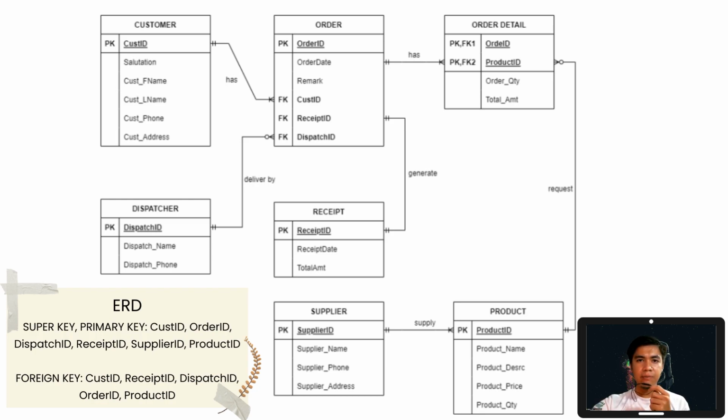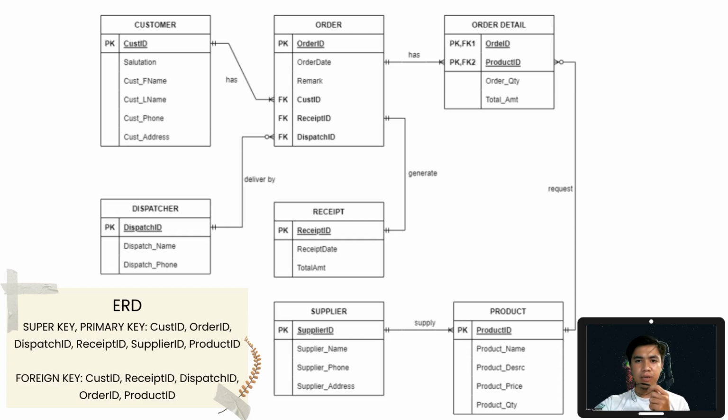For the orders, the primary key is order ID, order date, remark, and the foreign key is customer ID, receipt ID, and dispatch ID. Next is order detail table. For this table, it is a bridge between the order table and the product table. So, the primary key FK1 is order ID, primary key FK2 product ID, order quantity, and total amount.